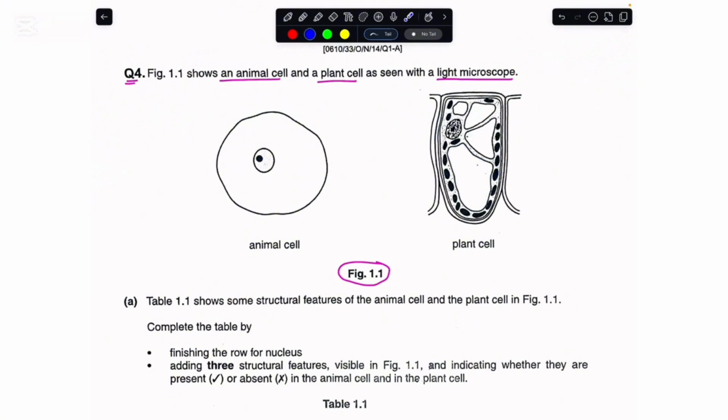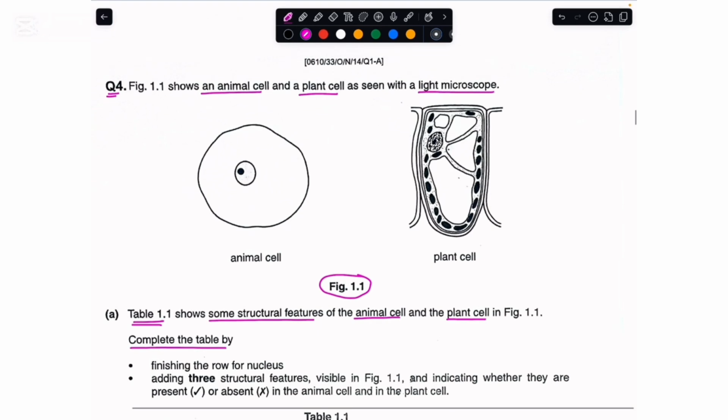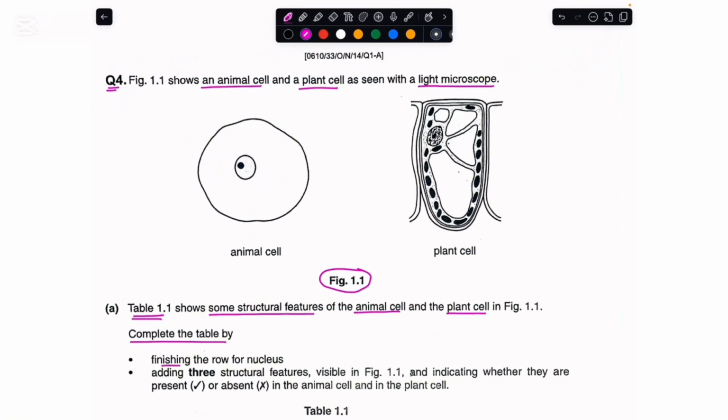and we also see the chloroplast over here. Now, if we look toward the question which they're asking, they have given you table 1.1, and it shows some structural features of the animal cell and the plant cell. You are required to complete the table. You have to finish the row for the nucleus, and along with that you are required to add three structural features that are shown here in figure 1.1 and indicate whether they are present or absent in the animal cell and the plant cell.